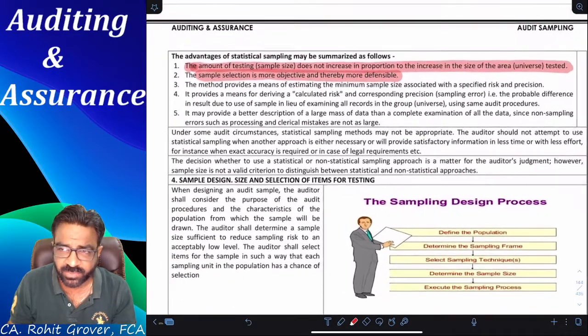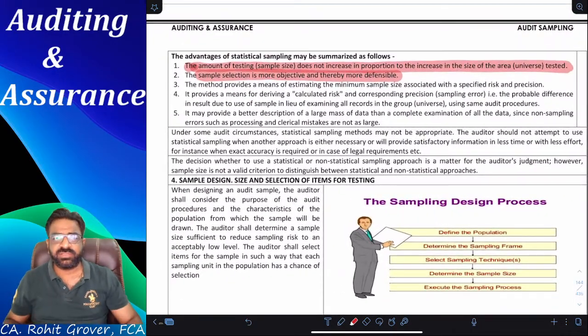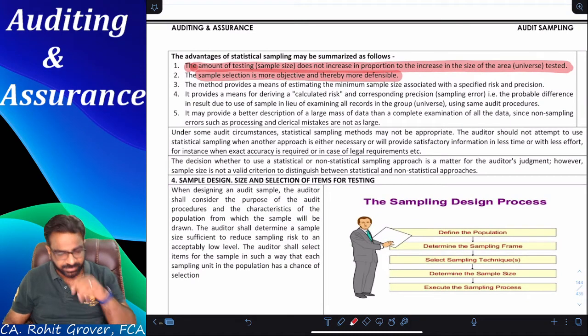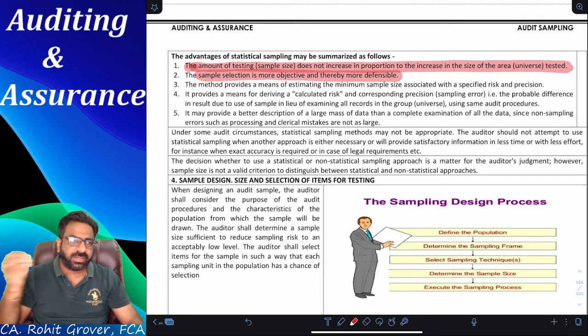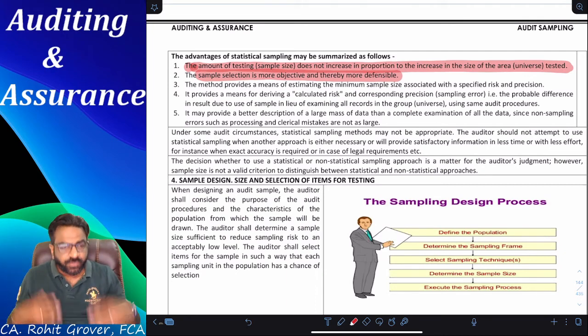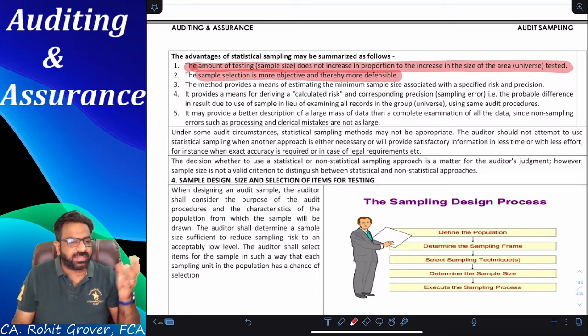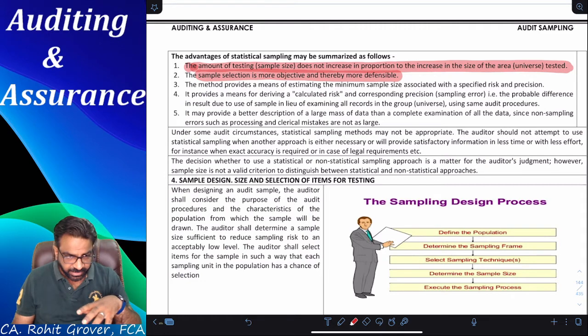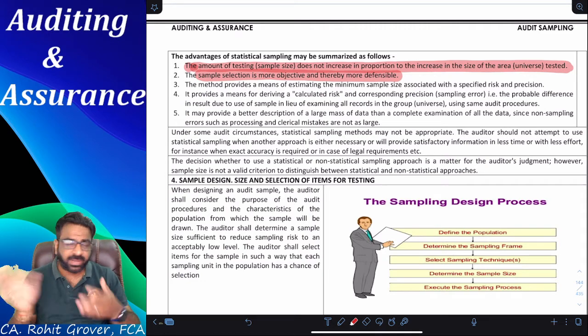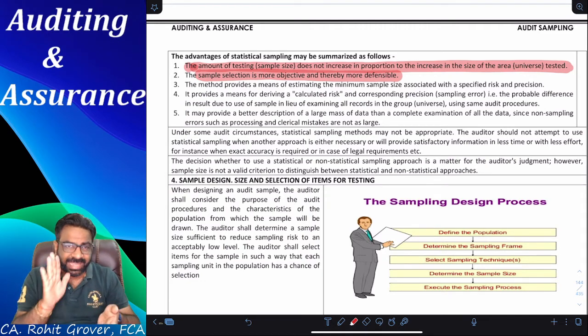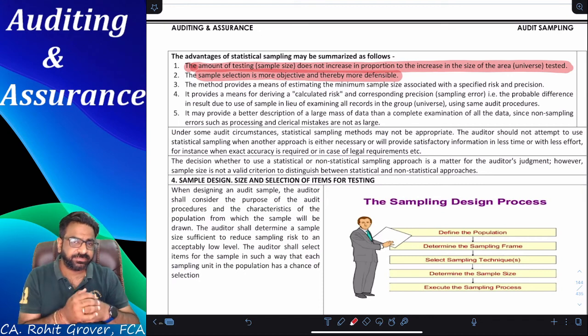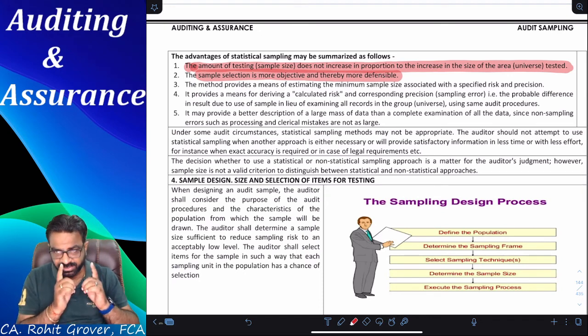What are the advantages of that? Sample selection is more objective and therefore more defensible. What do you mean by defensible? If somebody comes to me and asks on what basis I selected this sample, I'll say I selected this sample on the basis of a mathematical formula. Somebody can question my judgment, there is no doubt. But can somebody question the statistics? No, somebody cannot question the statistics.